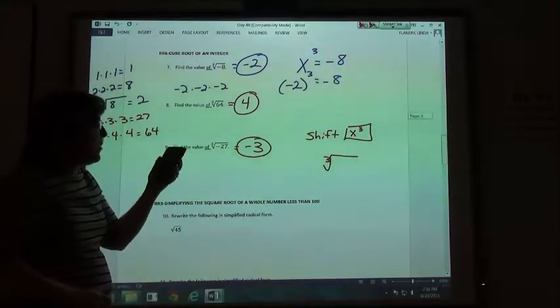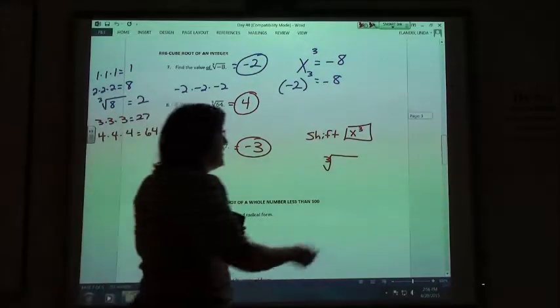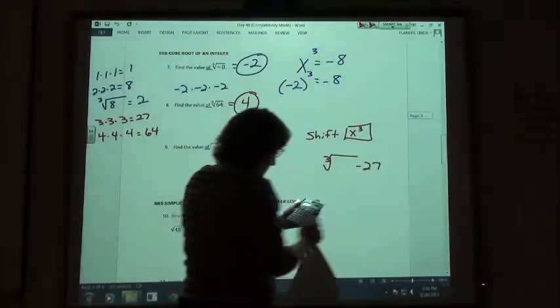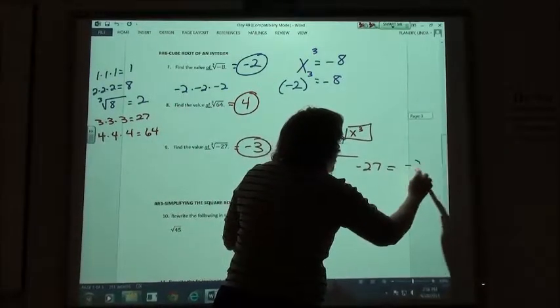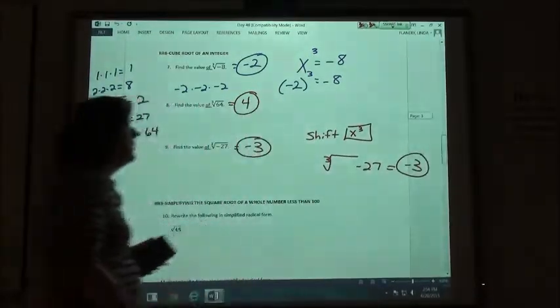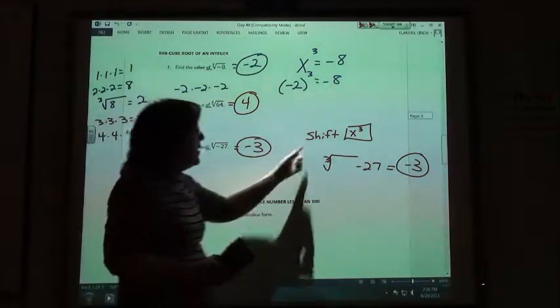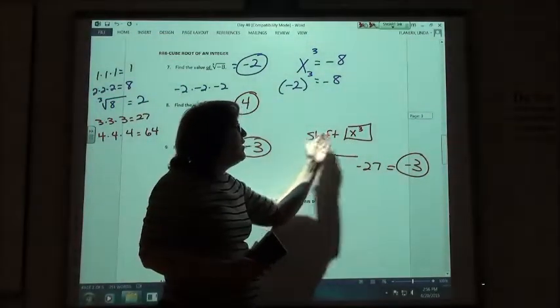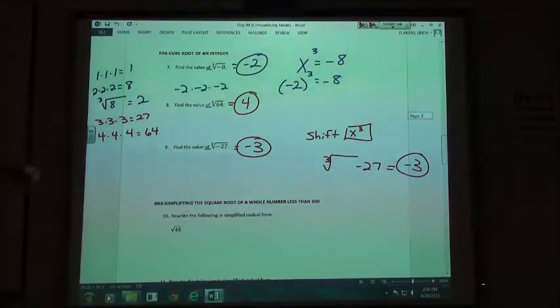Gives me that little symbol. I'm then going to type the number underneath. In this case, negative 27. And hit equals. Notice on my calculator, it gives me the negative 3, because negative 3 times negative 3 times negative 3 is negative 27. So that's how we get the cubed root, shift x cubed, and then we can check it on our calculator. But try to do it first.